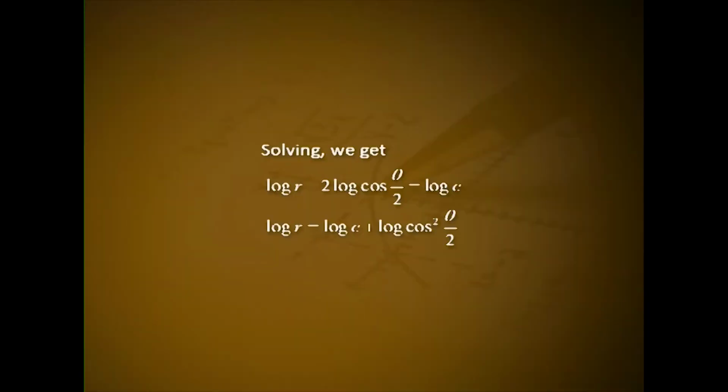of the orthogonal trajectories. Solving, we get log r minus 2 log cos theta by 2 is equal to log c, or log r is equal to log c plus log cos square theta by 2, or log r is equal to log c cos square theta by 2, that is, r is equal to c into cos square theta by 2, which is equal to c into 1 plus cos theta, which is the required orthogonal trajectories.